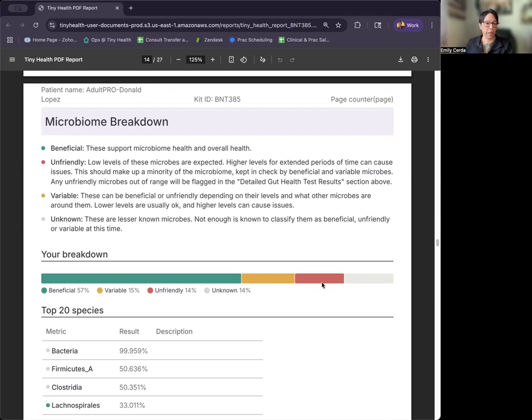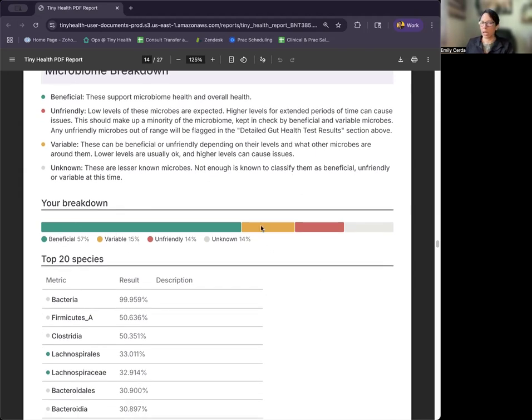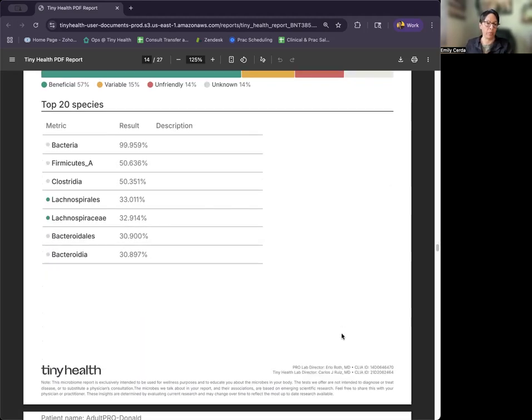Further down, we get into the microbiome breakdown. So here we can see, based just on a colored line, the amount of beneficial microbes, variable, which are those opportunistic we need at low levels but not at high, unfriendly bacteria, and then unknown, unknowns being bacteria that are in our database, but they have yet to be classified by science as any of these other categories. So 14% unfriendly here definitely catches my eye, as it has further up in the report.